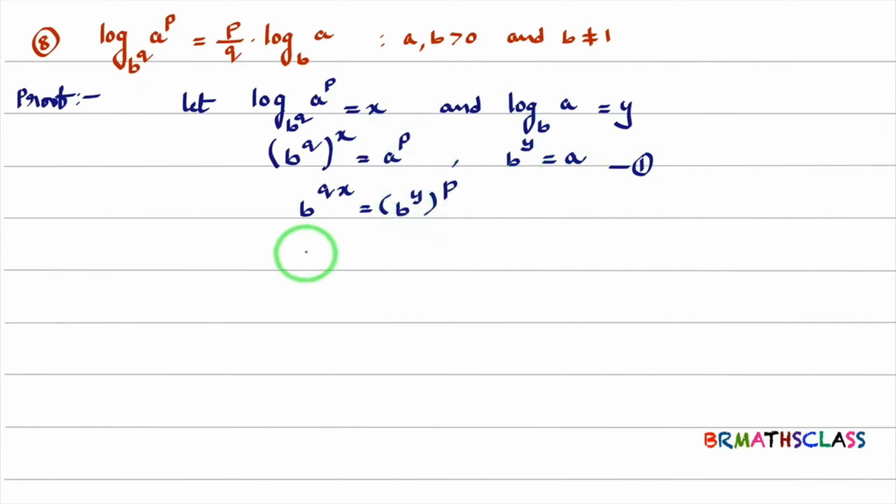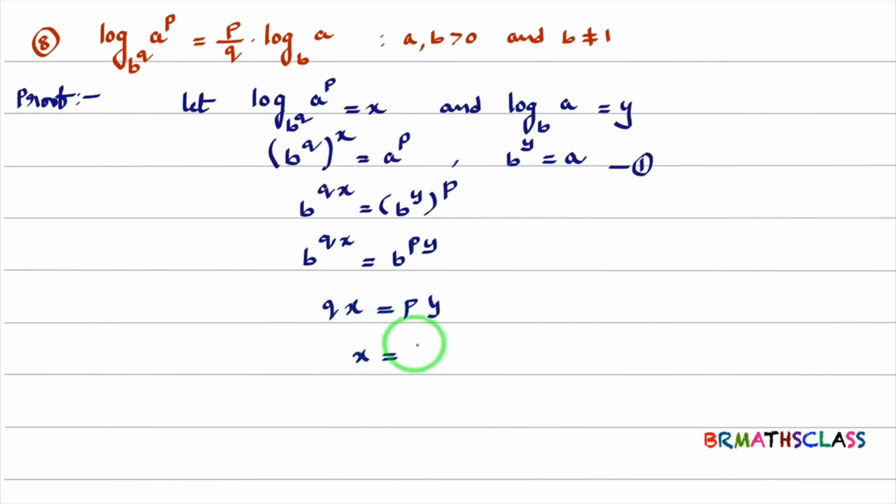Okay, so what you will get here? b power qx equal to, this is of the form a power m whole power n. So this is b power py. As bases are equal, powers will also be equal. So what you will get here? qx equal to py. So what is x from this?